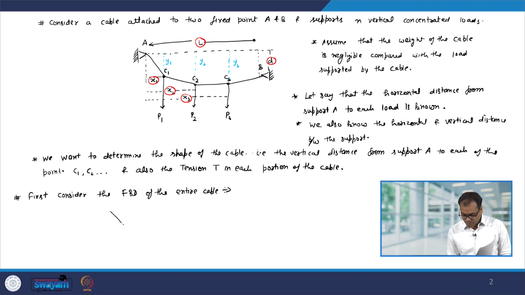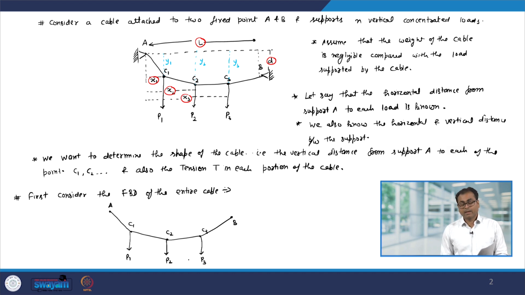So, the situation was the following: we have this point A, then we have point C1, then point C2, C3 and point B. Okay. Now, at C1 we have external loading P1, here we have external loading P2 and here external loading P3. Now, the tension at point C2 I am not showing here because I am plotting the free body diagram of the entire body. So, this internal tension at points C1, C2, C3 I am not showing.